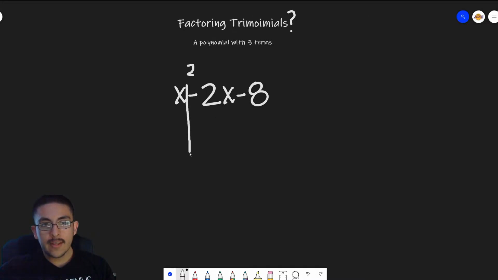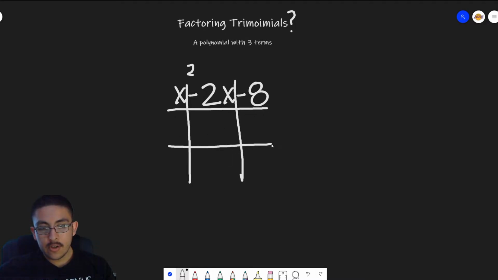We're going to be using the tic-tac-toe method, and you'll see why we call it that. So it's almost like we're playing a game of tic-tac-toe. We're going to need our four squares. And for this factoring method, we need two numbers multiplied to x squared. We can do x and then x.